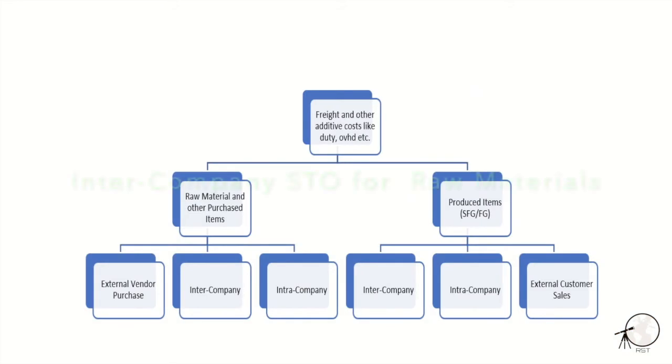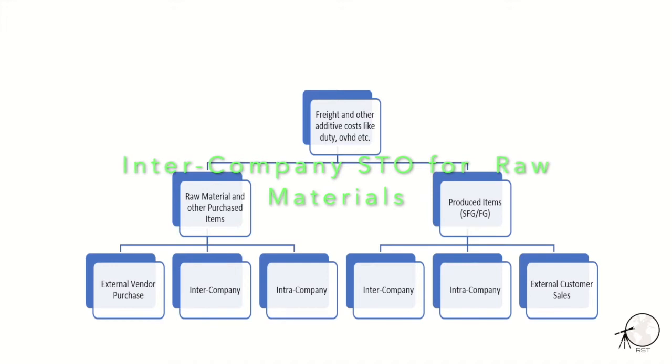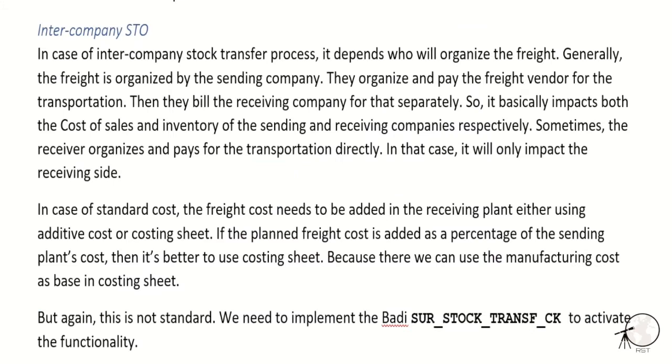Now let's discuss the intercompany STO process. In case of intercompany stock transfer process, it depends who will organize the freight. Generally, the freight is organized by the sending company. They organize and pay the freight vendor for the transportation. Then they bill the receiving company for that freight separately. So it basically impacts both the cost of sales of the sending company and inventory of the receiving company.